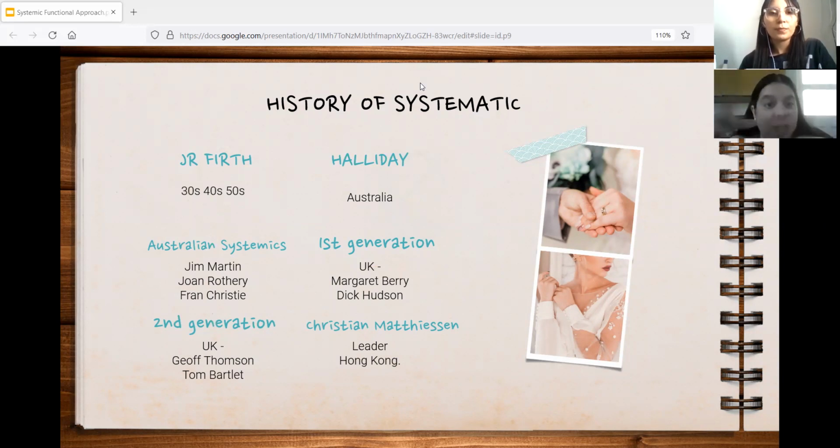Through his teaching in the university, SFL has spread to a number of institutions throughout Australia and around the world. The Australian systemics or Australian genre theory developed by Jean Martin, Joe Rothery, Frank Christie, and others is especially influential in areas of language education.